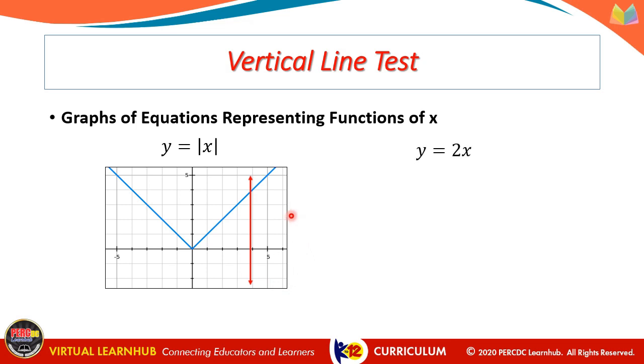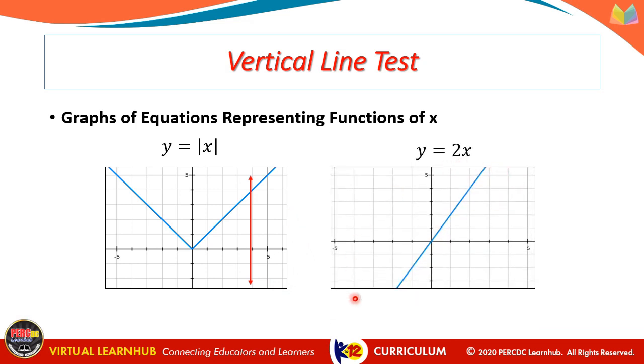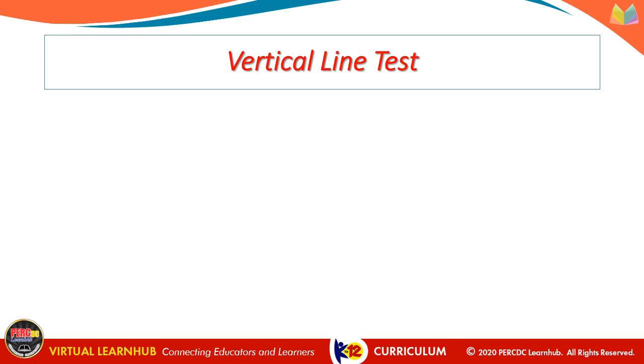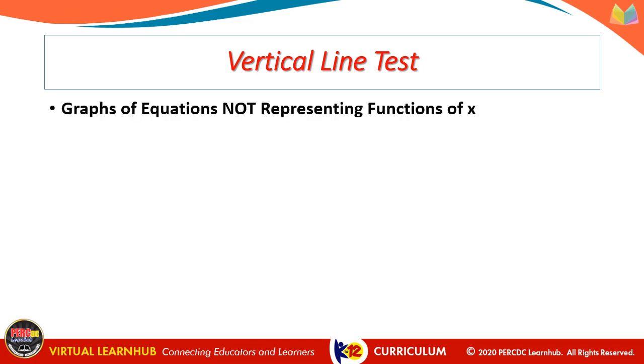Another one, we have here a graph for y equals 2x. It's a line with a slope of positive 2. If we are going to draw a vertical line and then move this line from left to right, we can also see that the vertical line intersects the curve at only one point at any instant. This is a graph representing a function. Now let us have some examples of graphs of equations not representing functions of x.